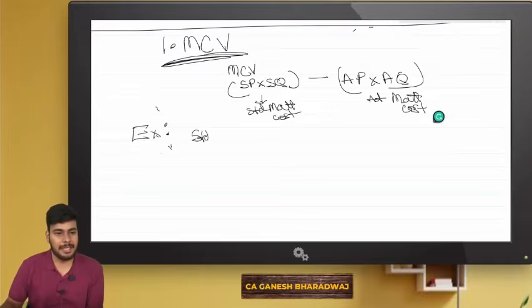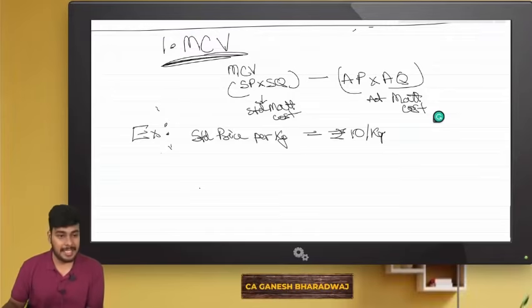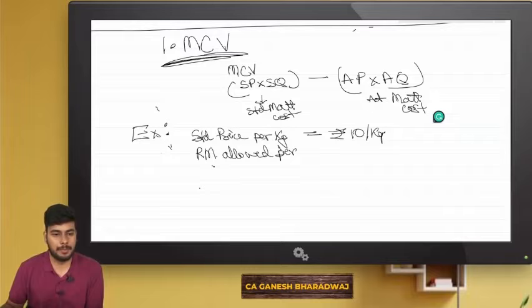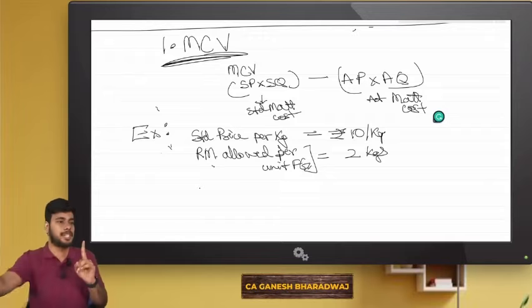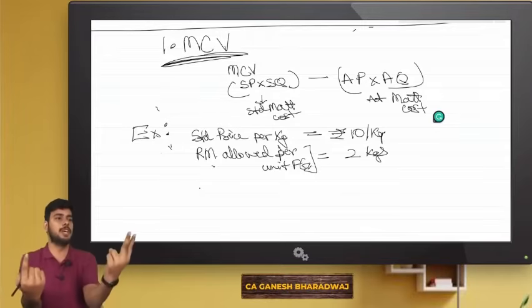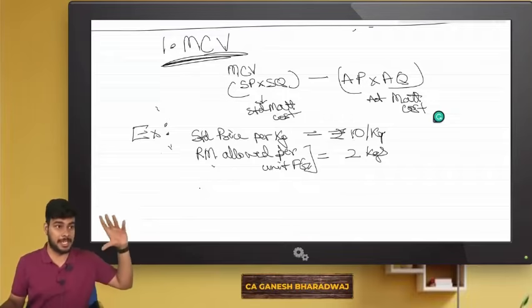Let's say they are giving the standard price per kg of raw material. Rupees 10 per kg. Then let us say raw material allowed per unit of FG. For every unit of FG, for 1 unit of output, how many kgs of raw material can you consume? Let's say 2 kgs. This is what is allowed. Where did we get all these things from? Budget. From budgets we got it.